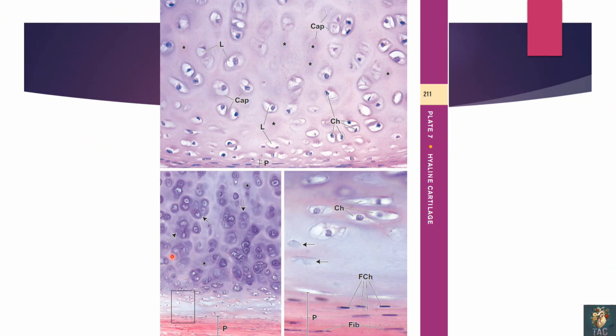This is again another slide in which you can see the isogenous group of the chondrocytes which are present, and from this area it is shown over here in higher magnification, in which you can see the chondrocytes in the growing area, and also in the inner cellular layer of the perichondrium, where you can see the active chondrocytes which are present, and these will differentiate into chondroblasts.